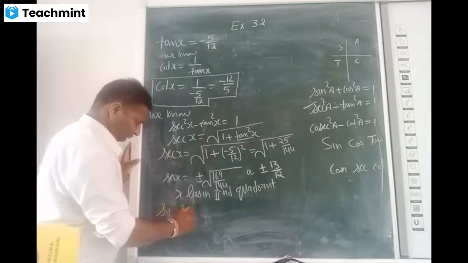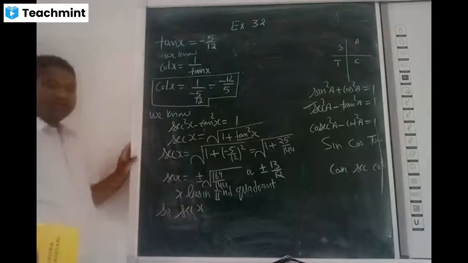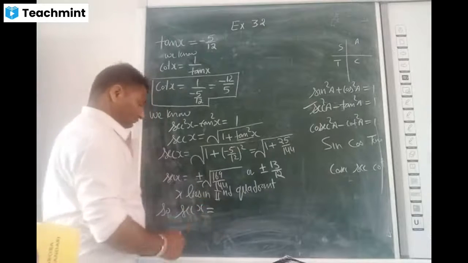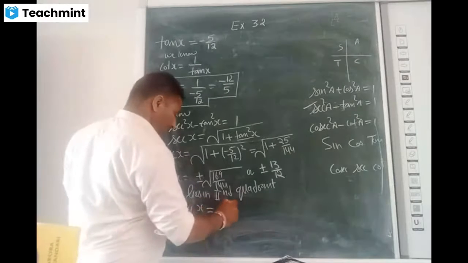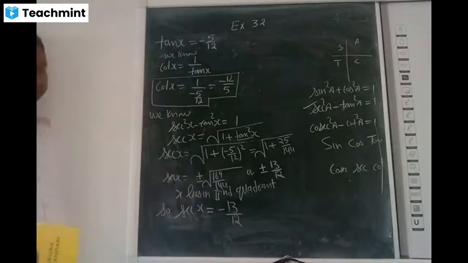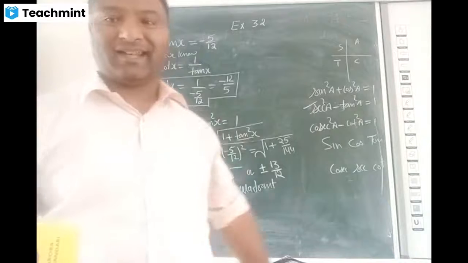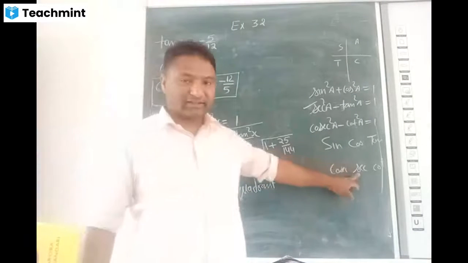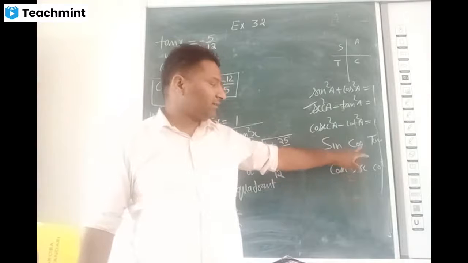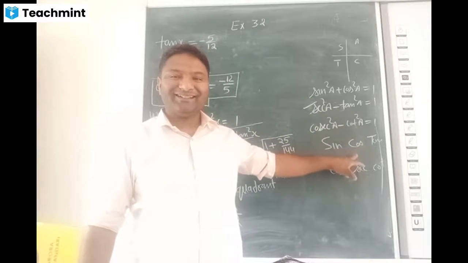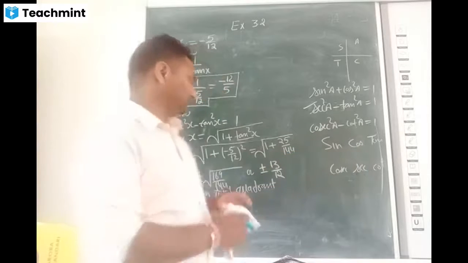So, secant x is equal to minus 13 upon 12, right? If we got the value of secant, with the help of secant I can get the value of cos.